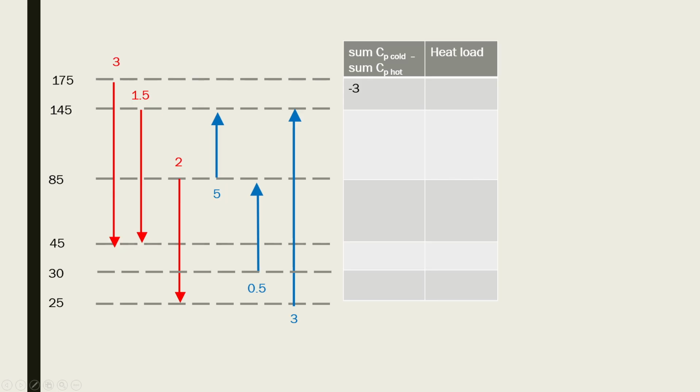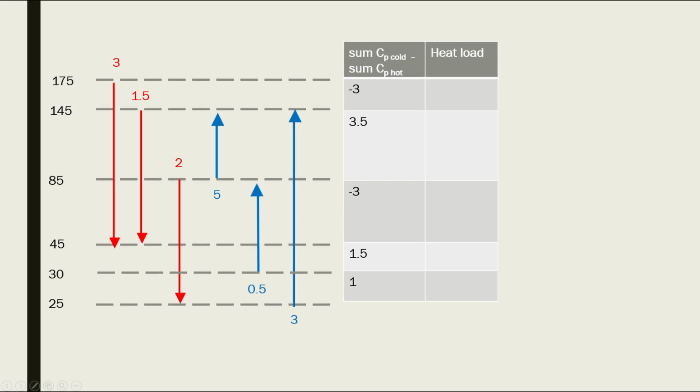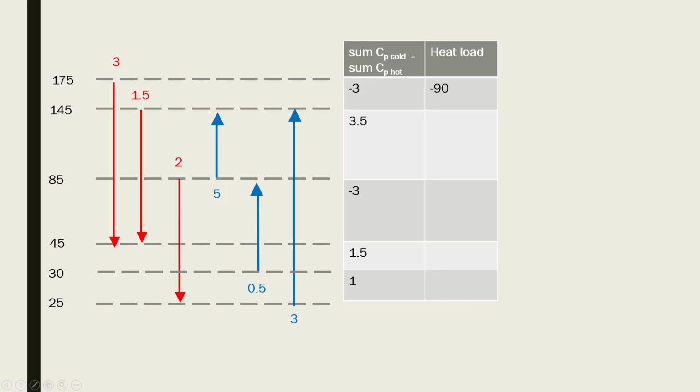So 8 minus 4.5 is going to be 3.5. You can do so for each region, and you are going to get these values. Now we need to calculate the heat load in each interval. So in the first interval, we are going to multiply negative 3 by 175 minus 145, which is going to be negative 90. In the second zone, we are going to multiply 3.5 by 145 minus 85. This equals 210, and so on.